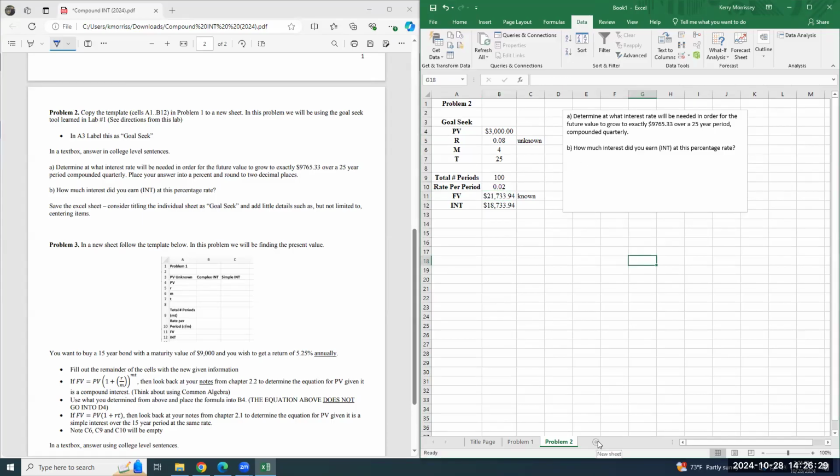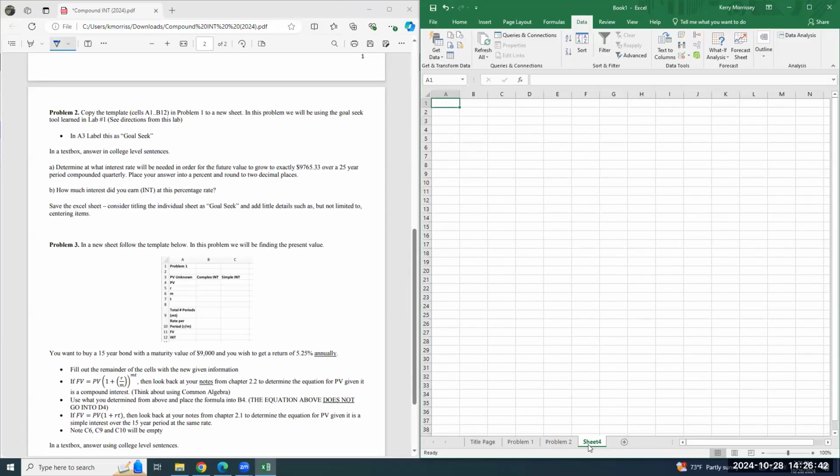Now let's go to problem 3. Again, this is kind of an unfinished problem. Because these are pretty easy questions, our goal is to see if you could determine your goal seek answer. So let's go to problem 3.